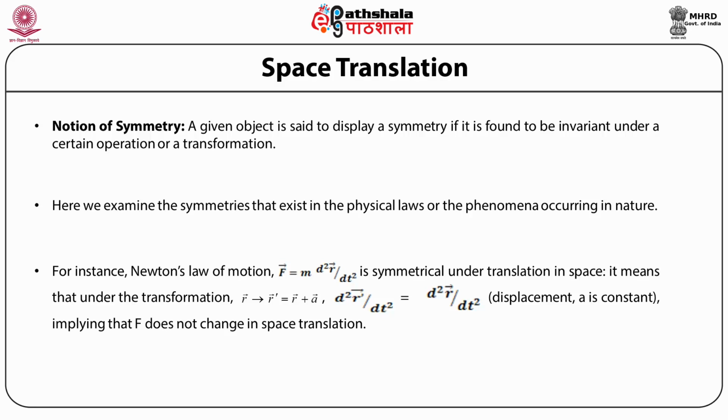and this turns out to be equal to the double derivative with respect to time of the vector r, since a remains constant in time, that is, the displacement a is constant in time. Thus we can see that even if we make a transformation of the position vector going from vector r to vector r prime, the force F does not change under such a translation or transformation, and hence we can say that the force is invariant under space transformation or space translation.